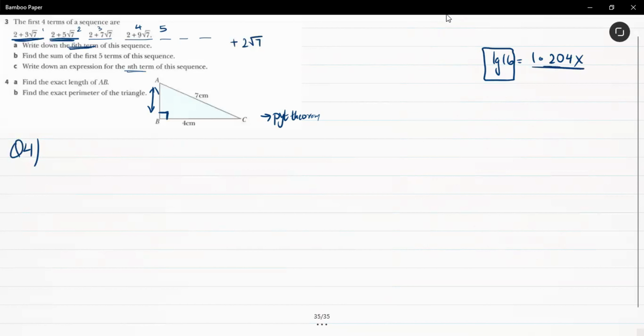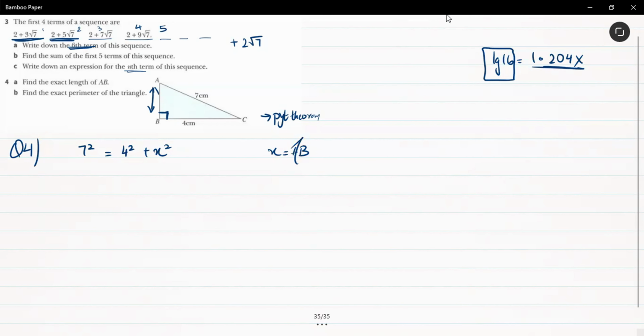If we would write the exact value in terms of a decimal, we would have written the whole value 1.204119983, and that would be a tedious task. Instead, why not just write lg 16? So whenever they ask you for the exact value, you write the exact value, not in terms of decimals. Okay. So basically, the Pythagoras theorem says 7 squared equals 4 squared plus x squared, and we are assuming x is equal to AB.